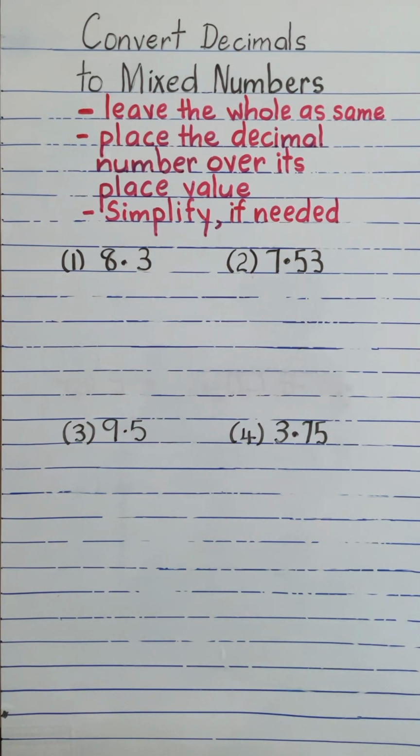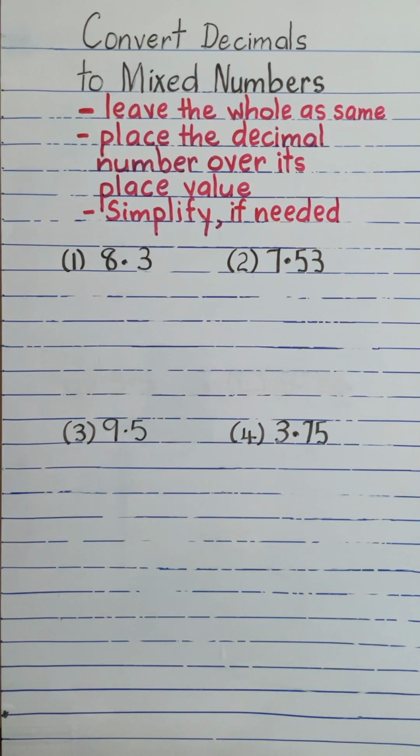5th grade math, standards of learning. Today we are converting decimals to mixed numbers. So we are going to follow this 3-step method. The first thing we do, we leave the whole part of the decimal as it is. Then we place the decimal number over its place value and we simplify if needed.